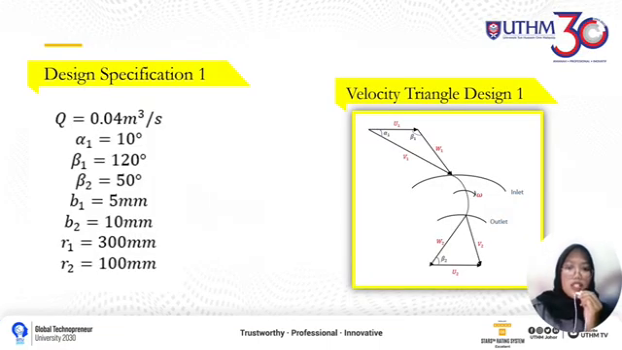So for the design specification 1, this is all of the values for the parameters. The first thing that we need to do is to draw the velocity triangle for design 1. As you can see in the figure, there are two velocity triangles, at the inlet and at the outlet. For the inlet, all the parameters will be indicated with a 1, while 2 is for the outlet.